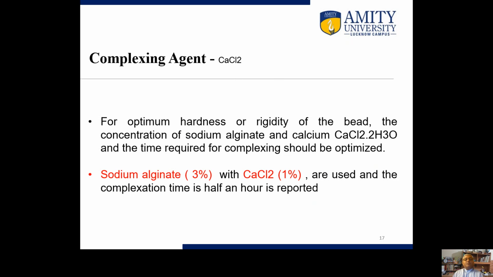So optimum hardness is very much required. The concentration of sodium alginate and calcium, and the time required for the complexing, should be optimized in experimentation. So in the production of various types of synthetic seed, this has to be optimized in the culture condition. Normally, sodium alginate 3% and calcium chloride 1% are used, and the complexing time of half an hour is reported in various literature. So by maintaining these conditions, the optimum hardness can be achieved.